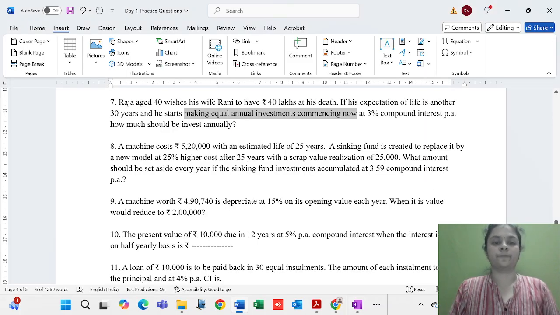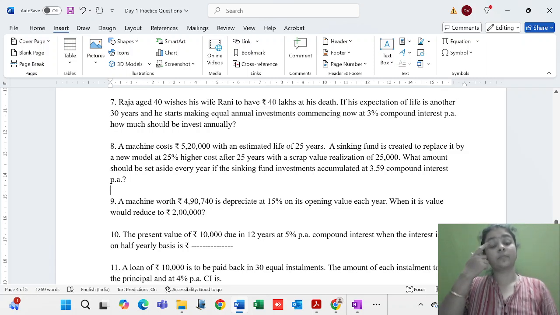Next question. A machine costs 5,20,000 with an estimated life of 25 years. A sinking fund is created to replace it by a new model at 25% higher cost after 25 years with a scrap value realization of 25,000. What amount should be set aside if the sinking fund investment accumulated at 3.59 compound interest per annum?